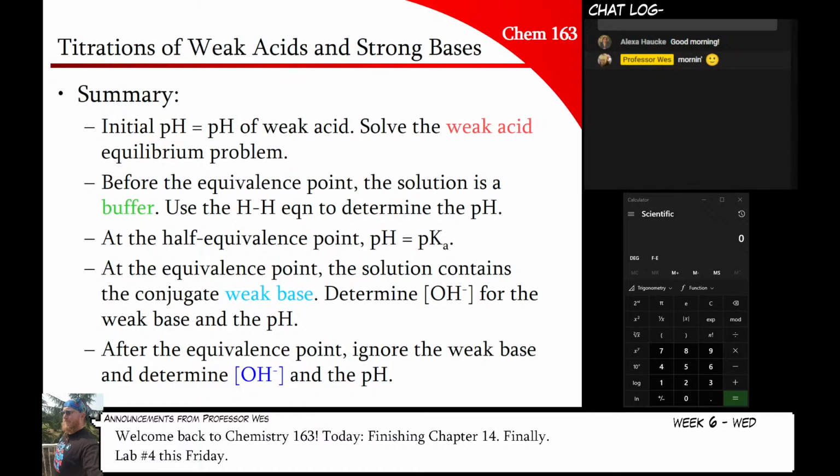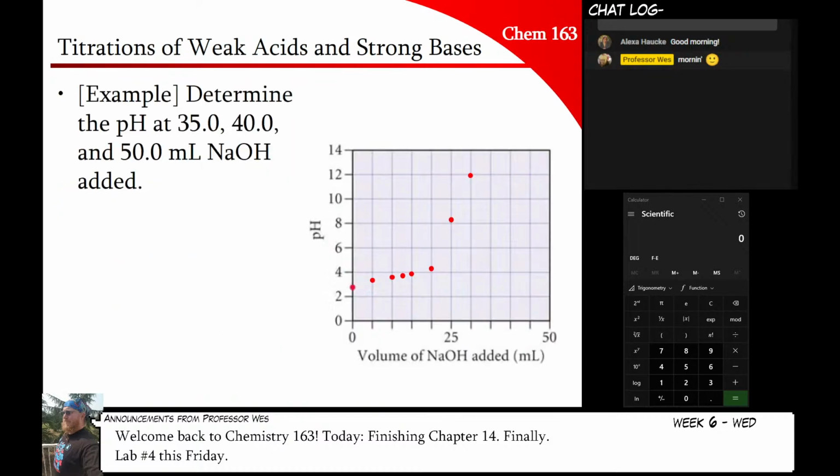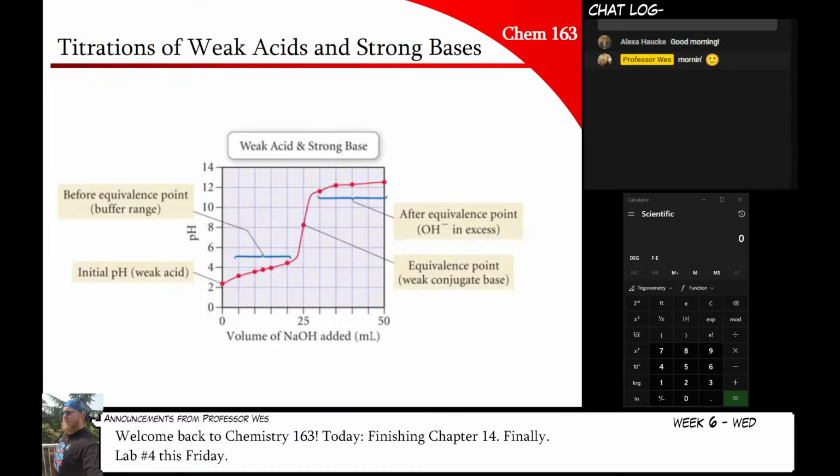So we spent, not yesterday. I keep saying yesterday because normally my lectures are 2 days in a row. We spent Monday's lecture talking about buffers and how to solve the Henderson-Hasselbalch equation. And then we talked about how to determine the pH of a titration at any point along the titration. And so on the screen here is our summary of what that is. We ended on this slide right here where we showed the graph of a titration of a weak acid with a strong base.